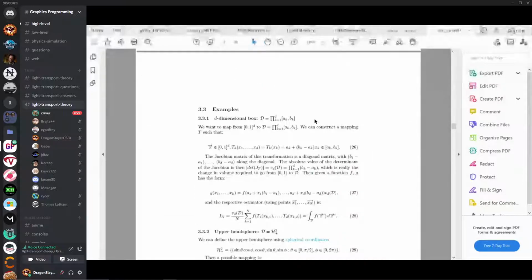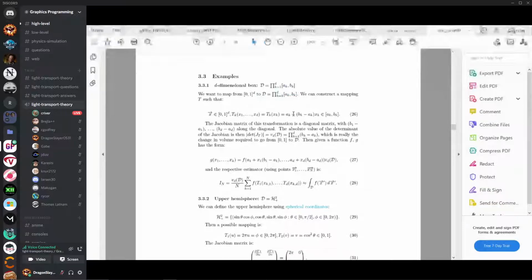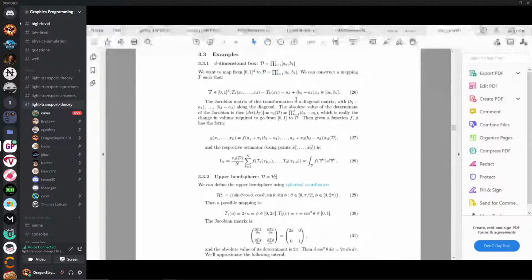Some examples: take points in [0,1] once again in the unit hypercube, and take another box, a Cartesian product of these intervals. We want to construct a mapping from this to this, and we can do that simply by having this transformation for every point. You can verify that if I plug in 0 here, I get a_k, and if I plug in 1, I get b_k, so I get exactly the interval I want.